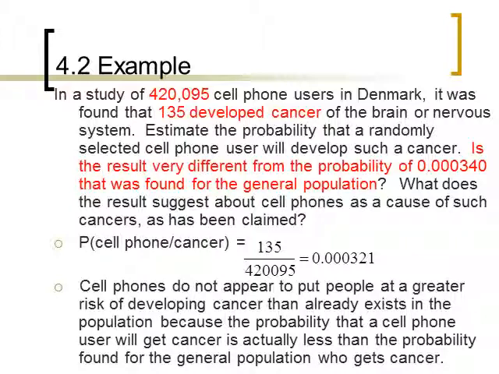So let's compare that now to the other probability in red up there. That was the probability that somebody from the general population gets cancer. That means they don't have to be a cell phone user. Well, if we compare these 2 probabilities, they're very, very similar to each other. And so the cell phones then do not appear to put people at a greater risk of developing cancer than the risk that just already exists in the population.